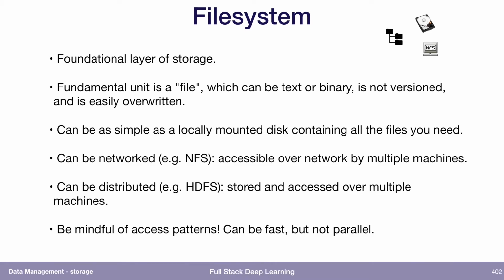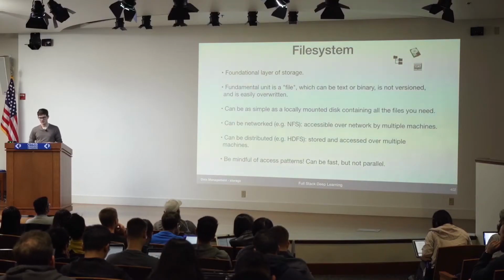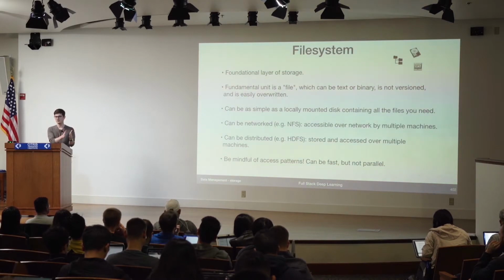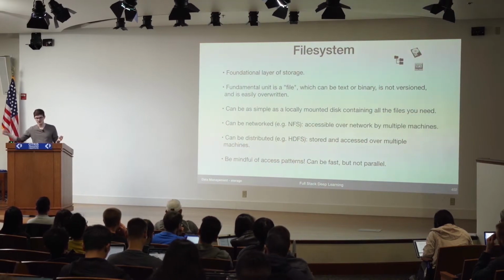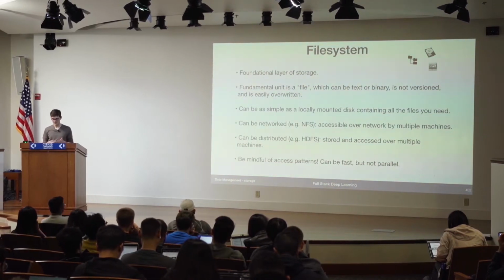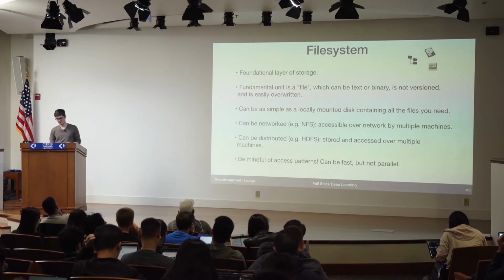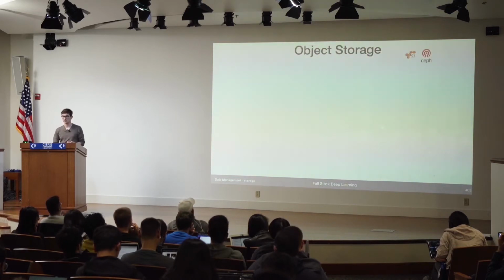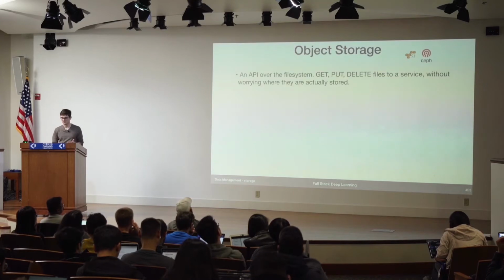So here, I think it's important to be mindful of access patterns, which means that if you have a single disk and all of your data is on that disk, and you want to read your whole data, then you're going to have to go through that whole disk. So that cannot be made parallel. But it can be fast. Whereas in object storage, which we'll talk about next, it's slightly different.